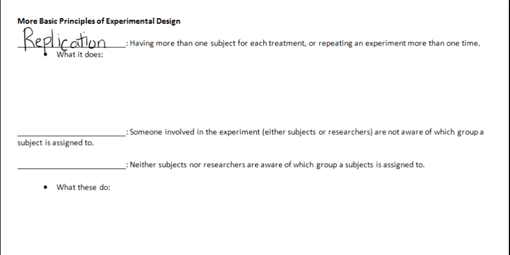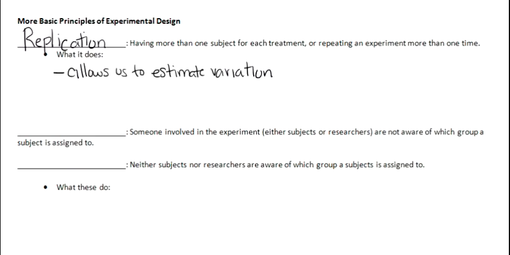Oftentimes, it can be expensive for us to run an experiment with more than one person, but if we can run it for more than one person in each treatment group, it allows us to estimate variation. The more people I sample, the more sure I am of my results. The same thing is true with experiments.